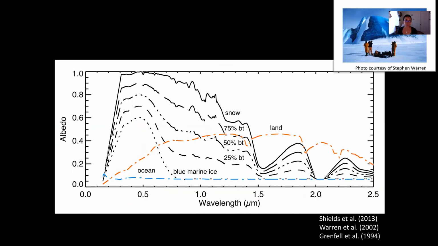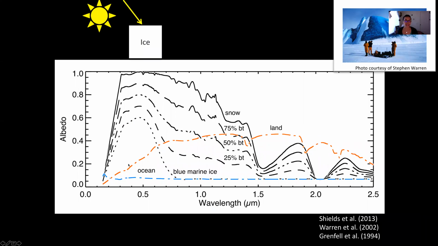So looking at albedo as a function of wavelength for ice of different grain sizes, ranging from the finest grained ice, which is snow, down to coarse grained blue marine ice. You can see both of those in this photo. Here we also include a land spectrum that's representative and a very flat ocean spectrum.